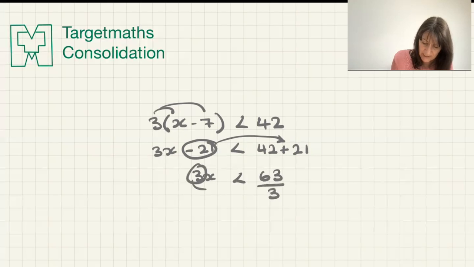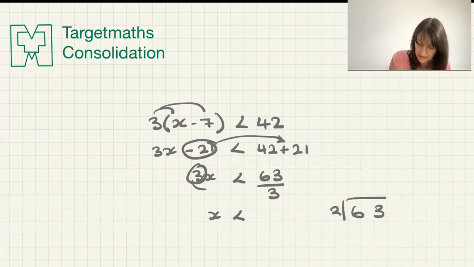Divide through by 3. And x is less than... Now, if you can see it, it's great. If you can't see it, go to your trusty bus shelter. 3's into 6 go 2. 3's into 3 go 1. So the answer is 21.